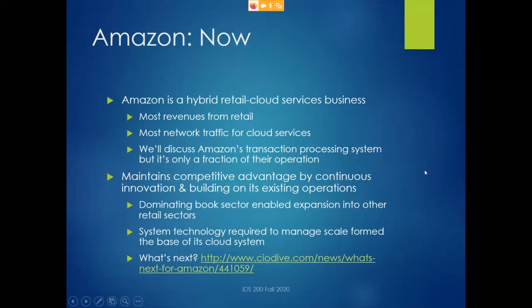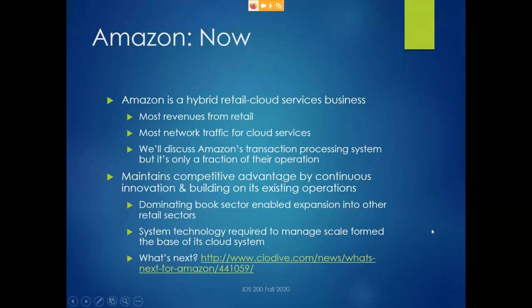Much larger, rather. So Amazon maintains a competitive advantage by continuously innovating and building on its existing operations. It's designed so that its operations, even though they get really big, are not going to crumble and fail like, say, MySpace did. For example, dominating the book sector enabled expansion into other retail sectors. Once you build the platform, if that platform is amenable to other product categories, you can expand it pretty painlessly. You don't have to develop an entirely new platform. You can keep most of your same existing setup, add a few extra machines onto it, and you don't pay much in the way of cost.